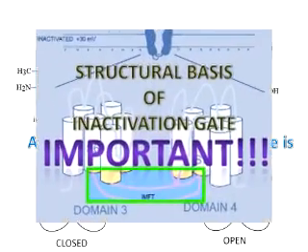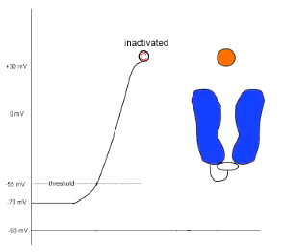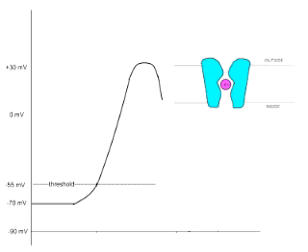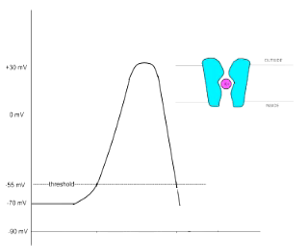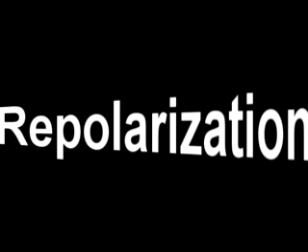The importance of the structural basis of the inactivation gate cannot be understated. Its mechanism is important for stopping ion flow at the peak of an action potential and allowing potassium ions to move the potential back to resting levels. Inactivation also creates a refractory period for the cell, thus preventing the breakdown of gradients and cell death.